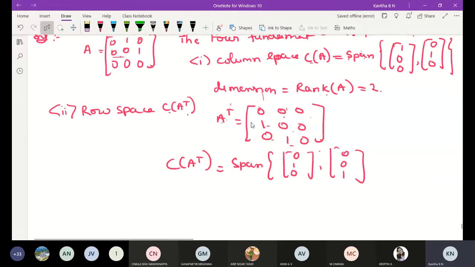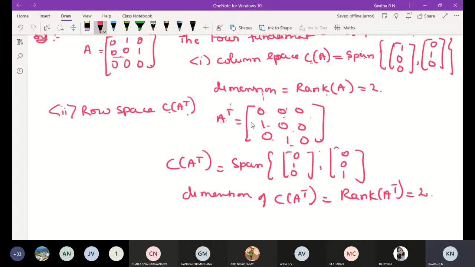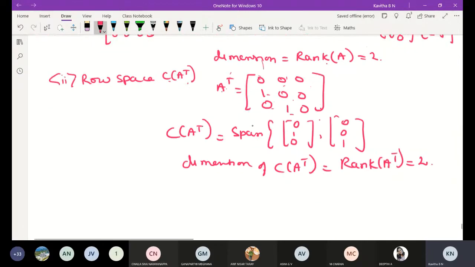Then here also observe the rank. Rank of A transpose is 2 only, because here we are taking it column-wise. Column-wise, we are considering that the dimension of C of A transpose is equal to rank of A transpose, which is equal to 2.